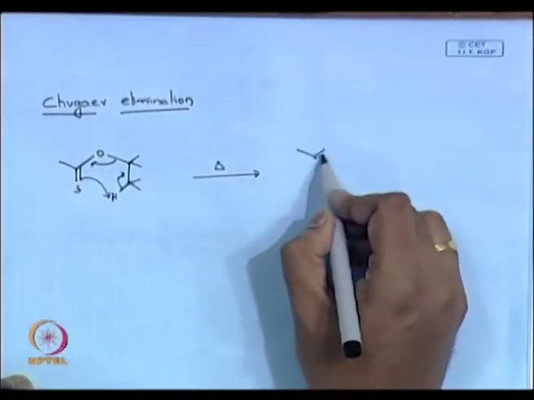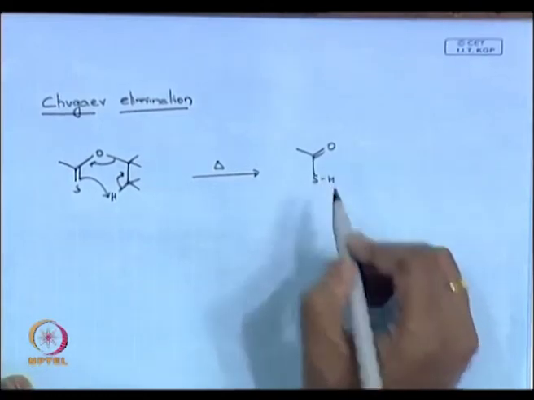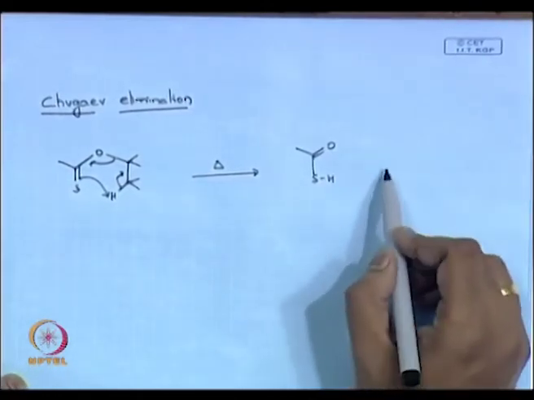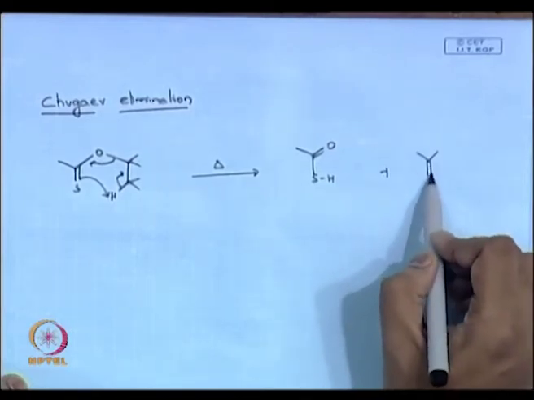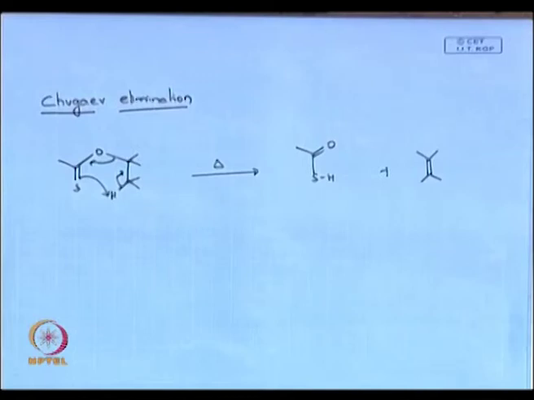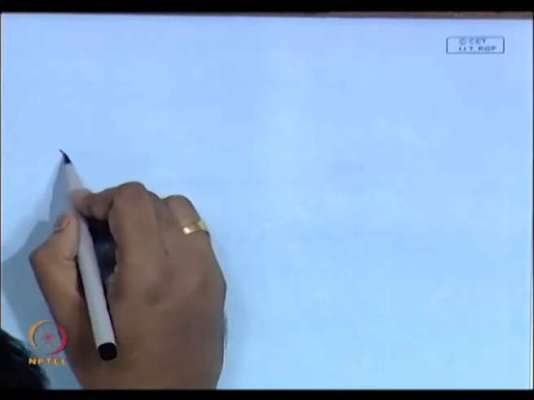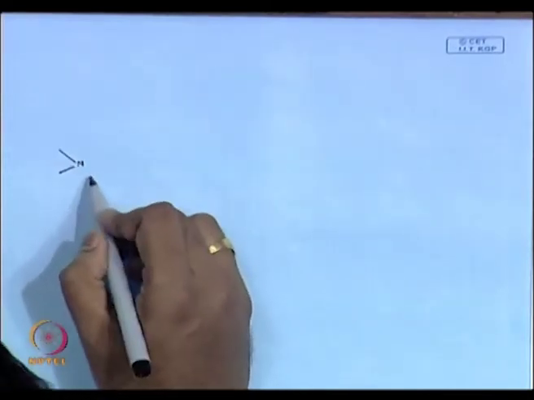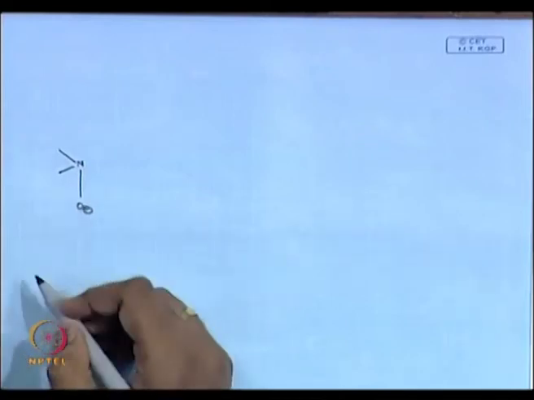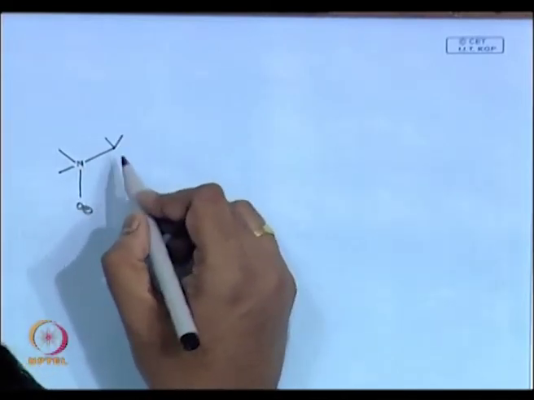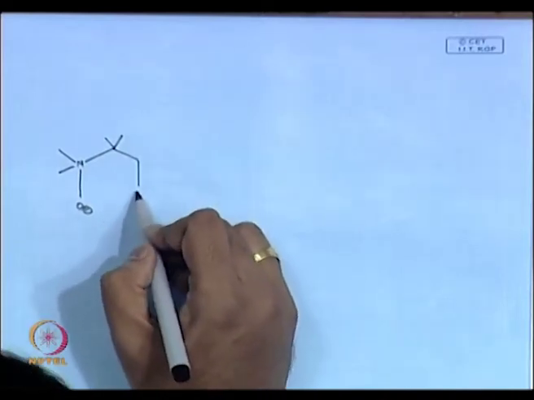So, you end up with your thioacid. In the previous case you ended up with a carboxylic acid, in this case you end up with your thioacid and your alkene. Fine. I think you guys should remember this type of reactions. Okay. So, this you guys can remember.